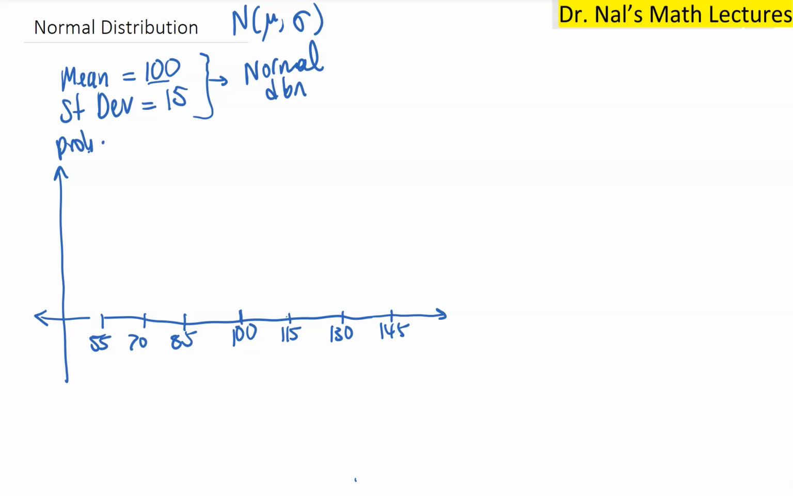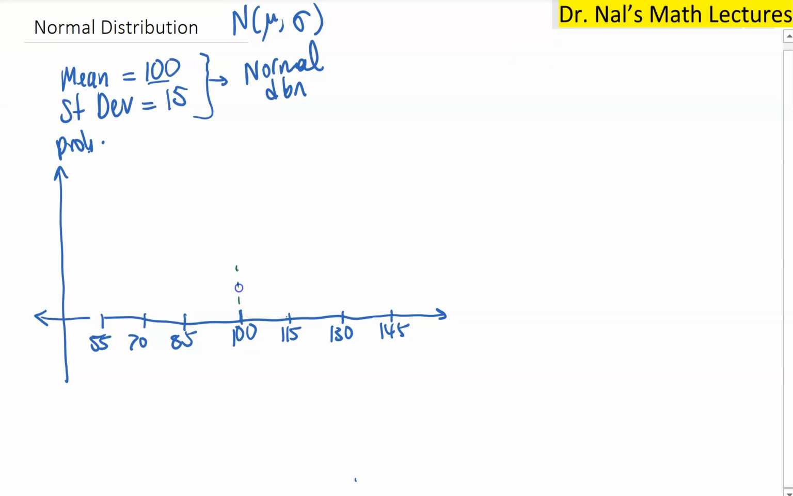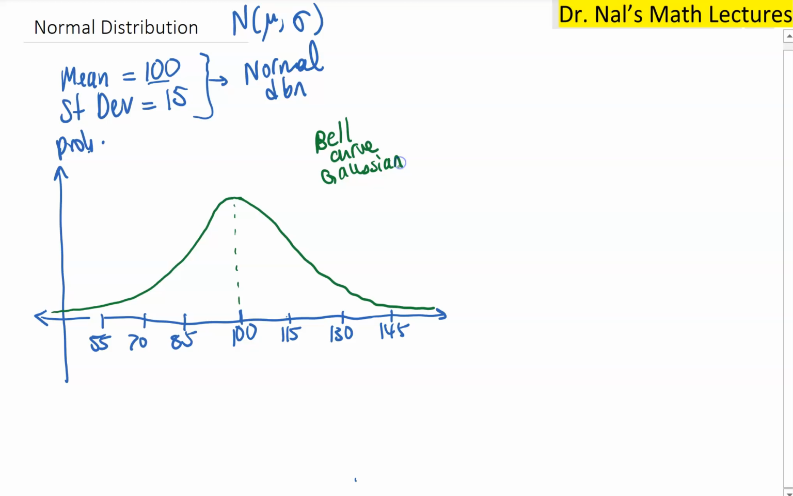So it will be a bell-shaped curve. Let me just go ahead and use a different color for that. Let's use green, for instance, where the mean will be 100 and the standard deviation will be 15. So it will look like a distribution which looks like a bell curve. So it's also known as a bell curve. Sometimes this is referred to as a Gaussian distribution, by Gauss, the German mathematician from the 18th century. The key idea is the following.